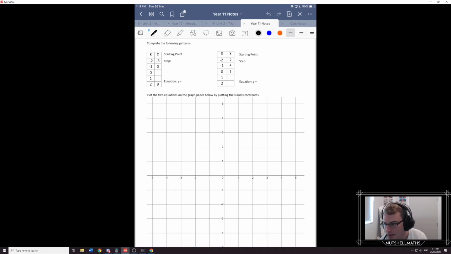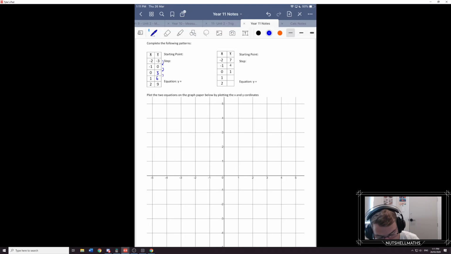So, complete the following patterns. I've changed the way this looks now. Instead of X and Y going across, I've just done it downwards, just to change things up. So we've got an X and a Y. You can see between here and here, we're going up by 3, and up by 3, up by 3, up by 3. So this is going to become 3, 6, and 9.